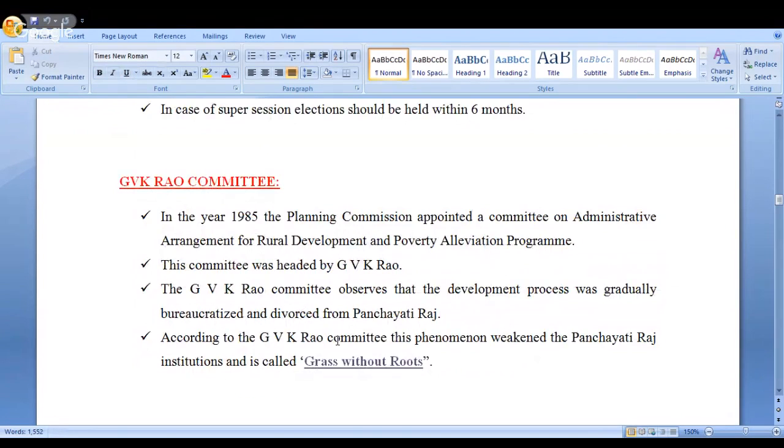Next is the G.V.K. Rao Committee. In the year 1985, the Planning Commission appointed a committee on administrative arrangement for rural development and poverty alleviation program. It was headed by G.V.K. Rao, and the committee observed that development process was gradually bureaucratized and divorced from Panchayati Raj. According to the G.V.K. Rao committee, this phenomenon weakened the Panchayat Raj institutions and is called grass without roots. If you have the roots, grass will have the strength. But the Panchayati Raj system, whatever you have adopted in India, you have just established a grass, but that grass does not have any roots. If you don't have the roots, what will happen? There will be no strength to the grass. There will be no strength to the Panchayati Raj system.